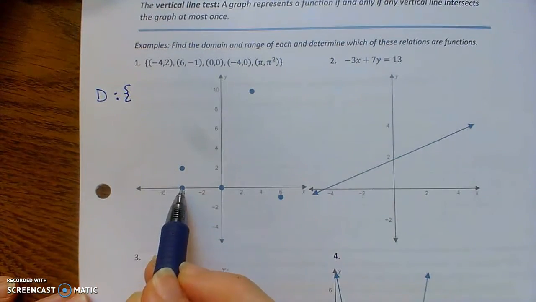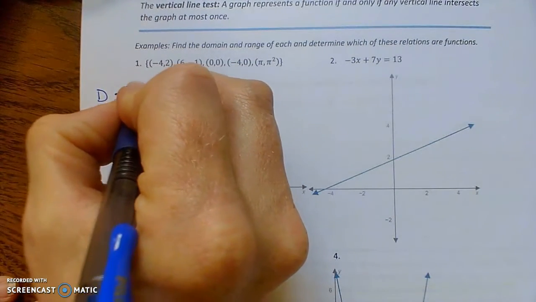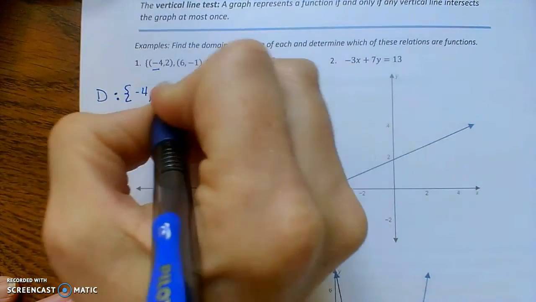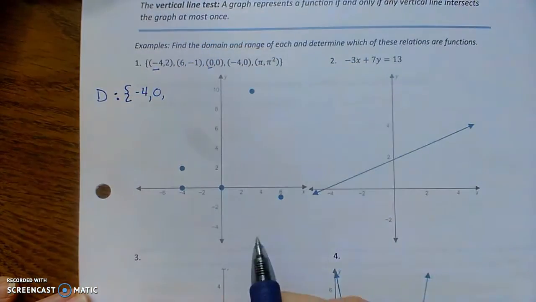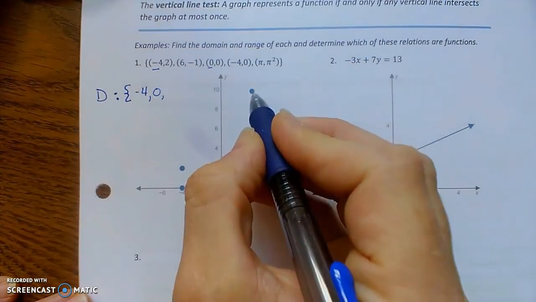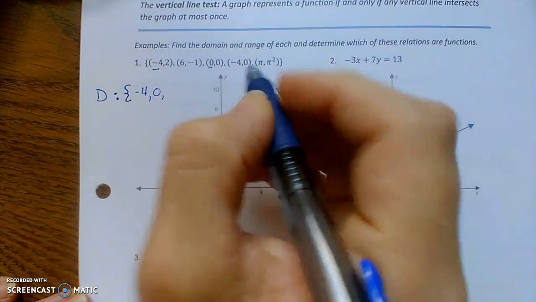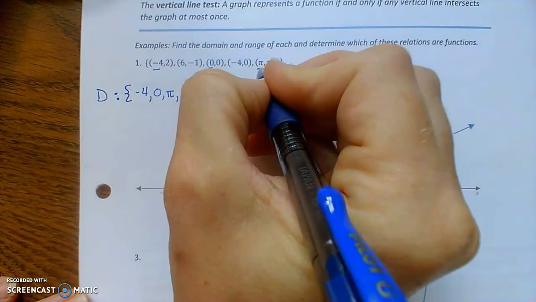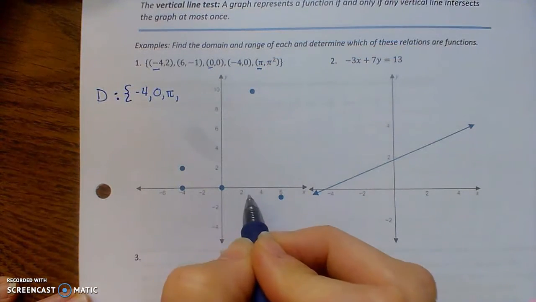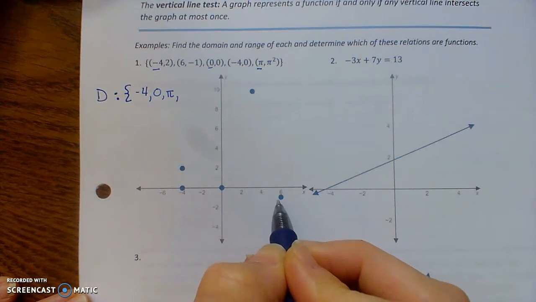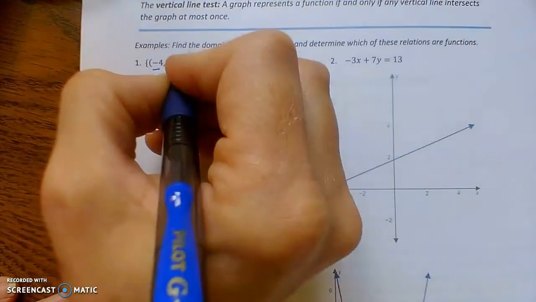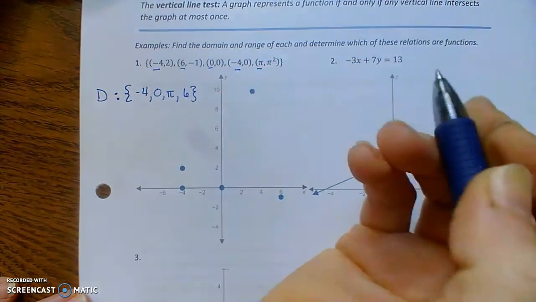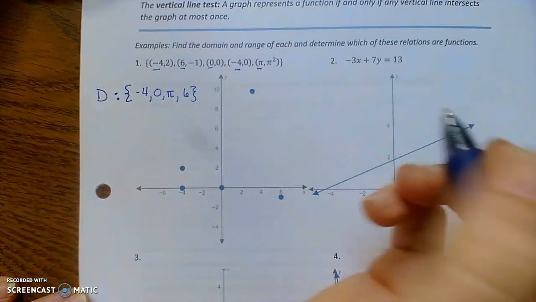So this first x coordinate here is -4. I got that one. And then 0. I just like to list them in order. Next comes this number, pi. It's approximately 3.14, right? And then here, the number 6. Notice I didn't list -4 twice, but it appeared twice.